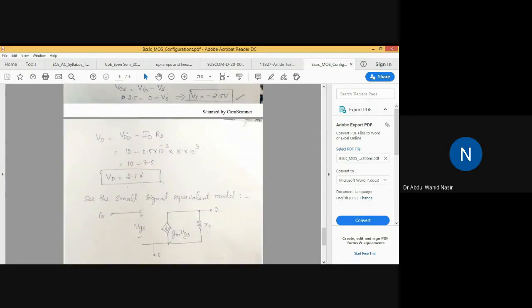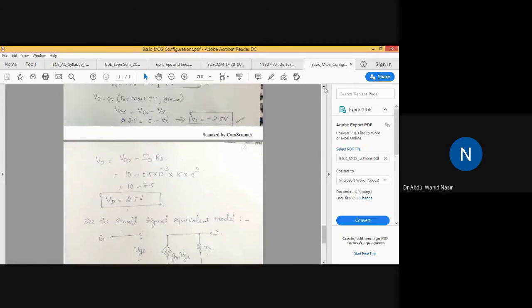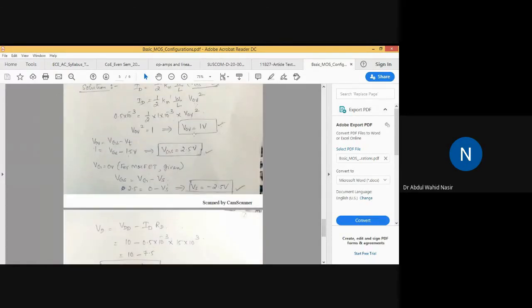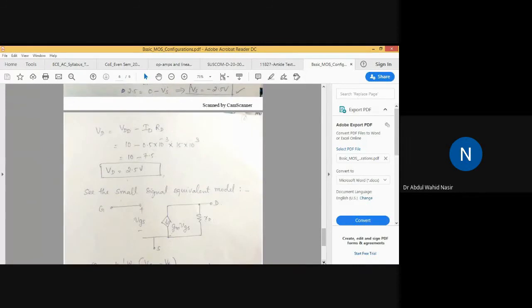So VD is equal to VDD minus ID into RD, that is 10 minus 0.5 into 10 to the power minus 3, that is the ID, and RD is 15 into 10 to the power 3. This is 10 minus 7.5. So VD will be equal to 2.5 volt. Now we have the values of all the required voltages that were asked. So we got VOV is equal to 1 volt, VGS is equal to 2.5 volt, VS is equal to minus 2.5 volt, and VD is equal to 2.5 volt.